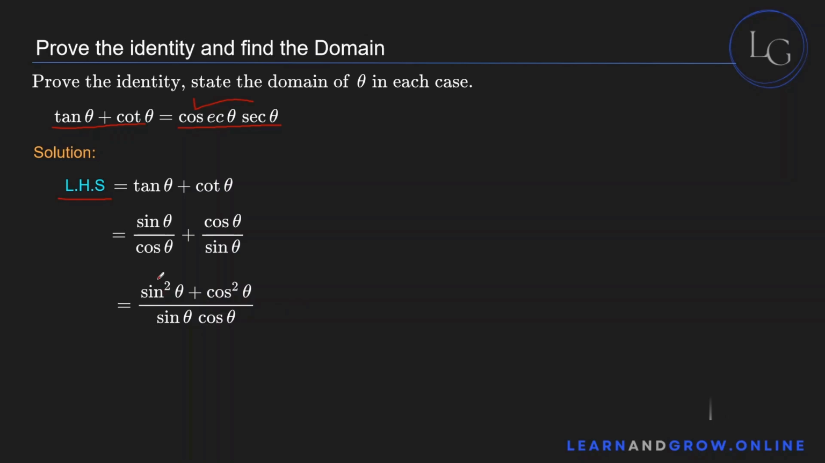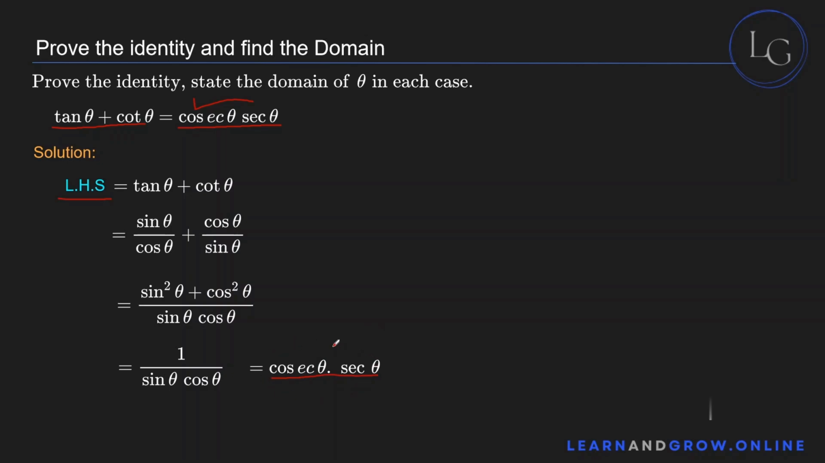Now remember the identity that sine square theta plus cos square theta is equal to 1. So basically now you'll replace that with 1. And this basically just turns into, well, we know that 1 over sine theta into 1 over cos theta. So 1 over sine theta is cosecant theta and 1 over cos theta is secant theta. So that's how you've proven that the left hand side is equal to the right hand side.